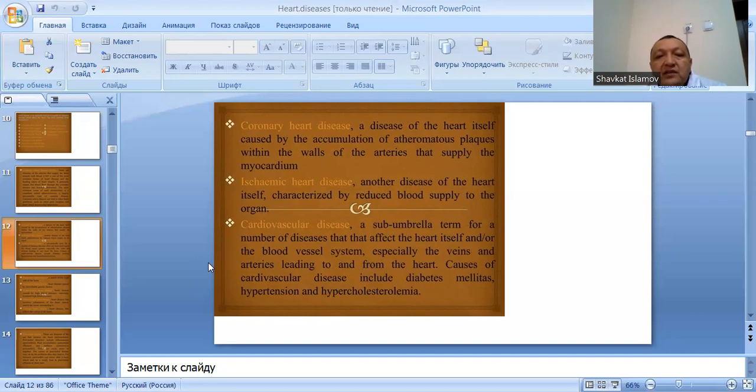Cardiovascular disease, as an umbrella term for a number of diseases that affect the heart itself and the blood vessel system, especially the veins and arteries leading to and from the heart. Causes of cardiovascular disease include diabetes mellitus, hypertension, and hypercholesterolemia.